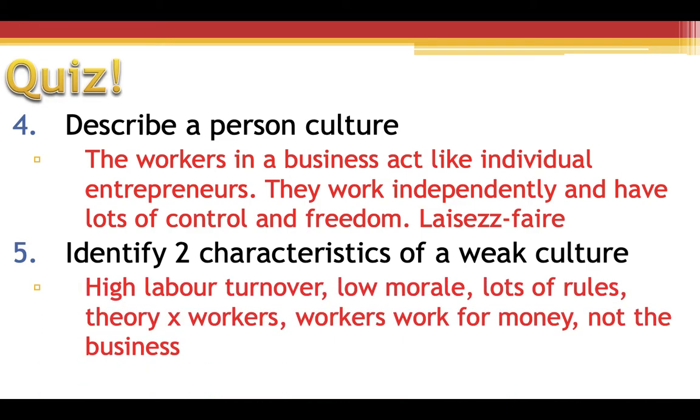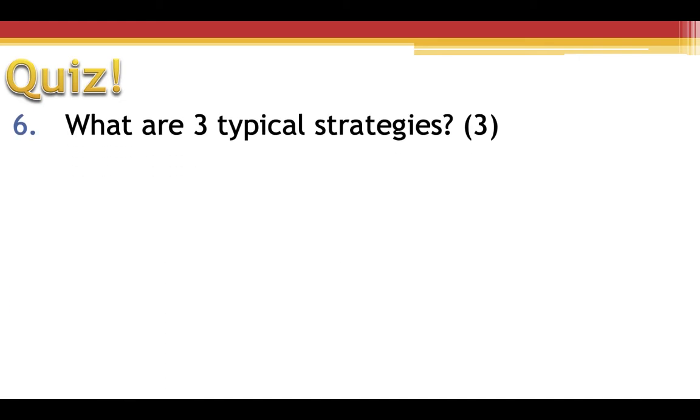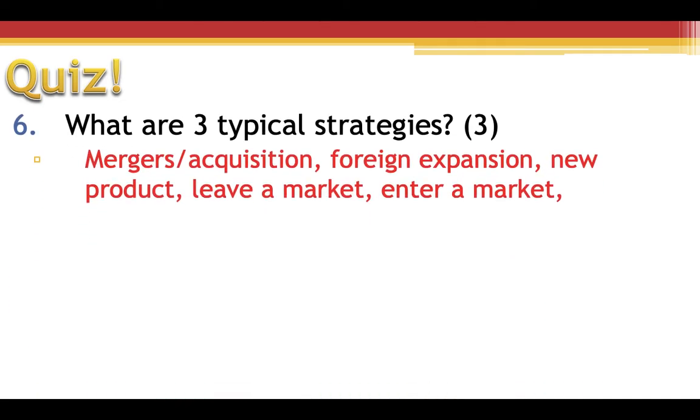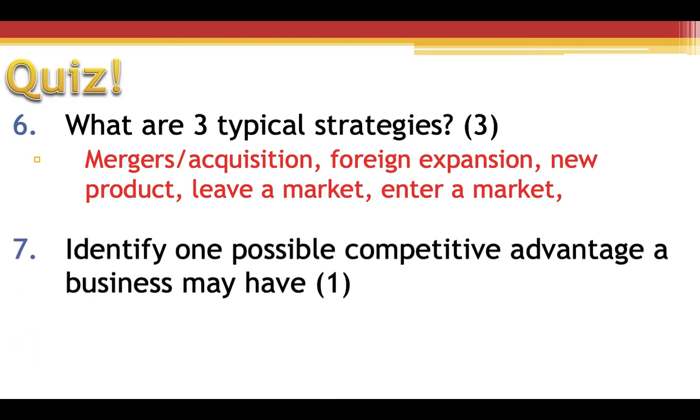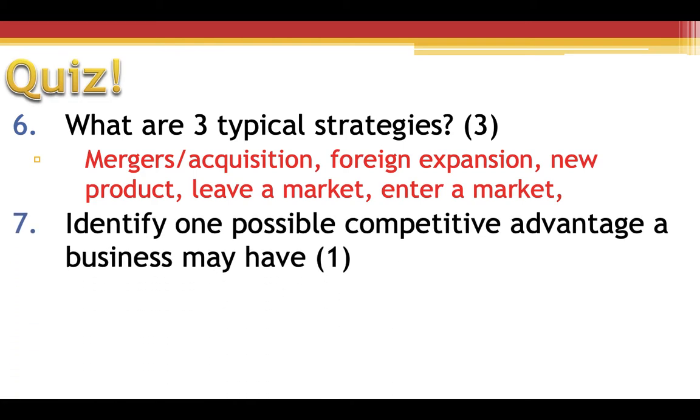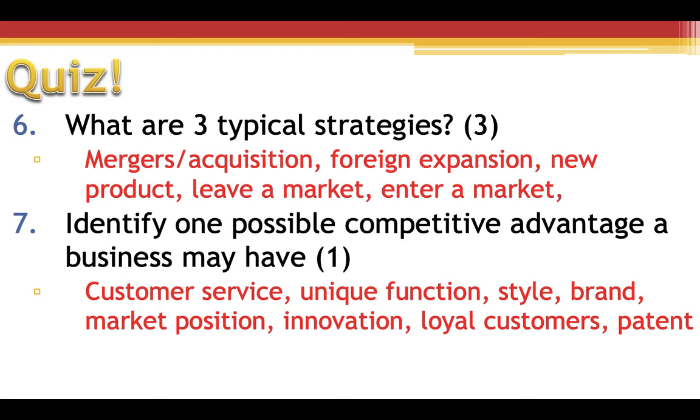5. 2 characteristics of weak culture. Anything from high labour turnover, low morale, lots of rules, Theory X workers who work for money and not the business. 6. What are 3 typical strategies? Mergers and acquisitions, foreign expansion, new products. To leave a market can be a strategy, or maybe to enter a new product market or geographical market. 7. Identify one possible competitive advantage a business may have: customer service, uniqueness, a USP, style, brand, market position, innovation, loyal customers, or a patent.